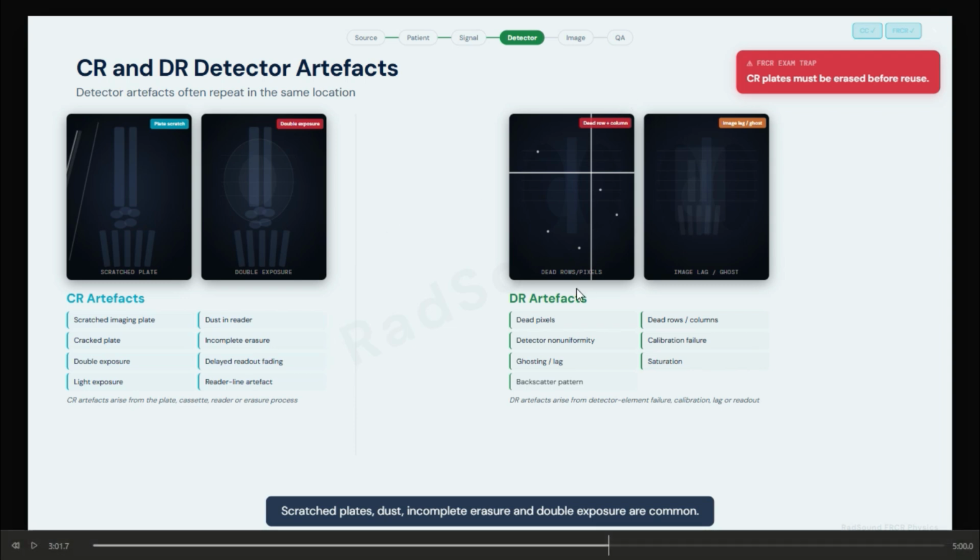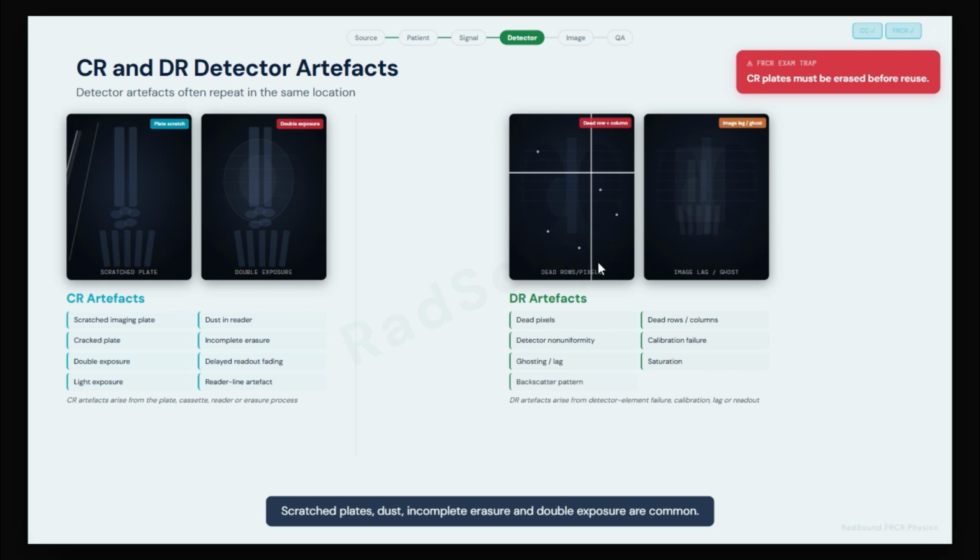And then when it comes to DR artifacts, you can have dead pixels, detector non-uniformity, and ghosting or lagging that might happen. Dead rows, image lagging, a ghost image behind, part of the body, part of the lower limb, all of them together, dead rows, pixels, backscatter pattern. All of them are examples of detector artifacts, or artifacts that might arise due to detector abnormalities.